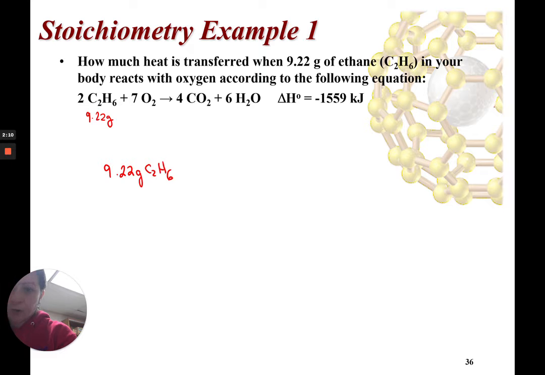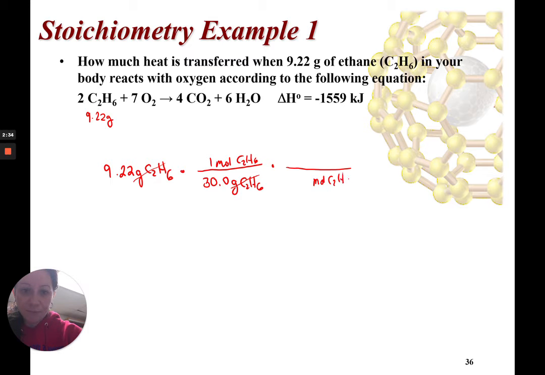and you would want to change that to moles. So 1 mole of ethane is 30 grams of ethane. And so right now my grams cancel and I have moles of ethane. But I don't want moles, I'm looking for heat. So I'm going to put moles of ethane here, kilojoules here because I'm looking for the heat, and I'm going to use this number here.